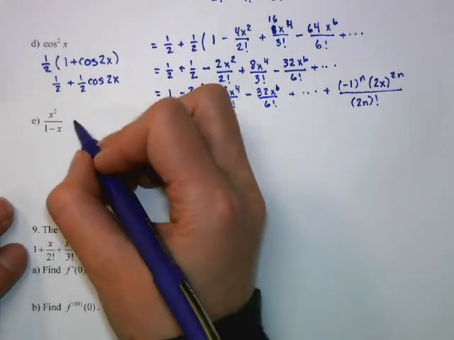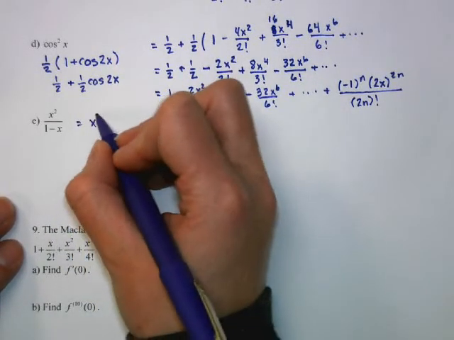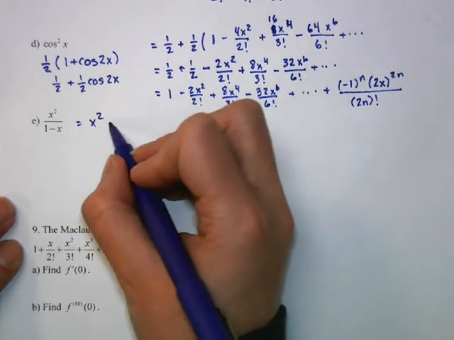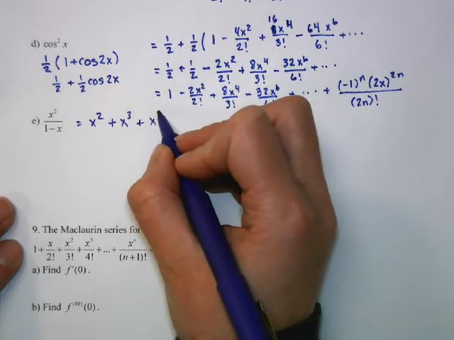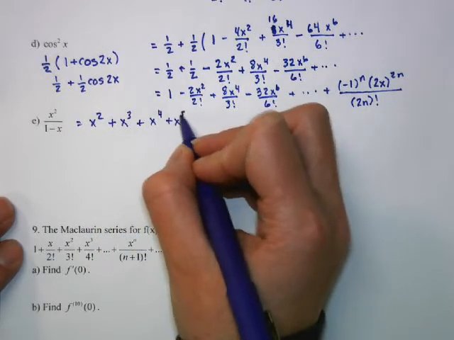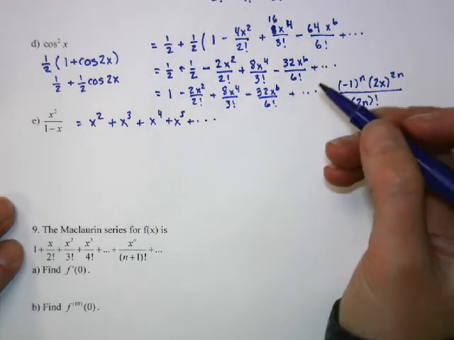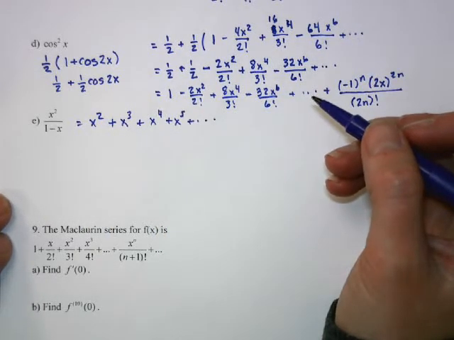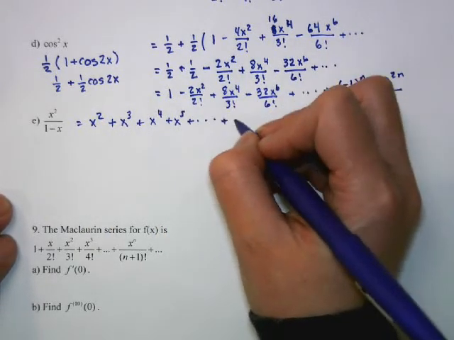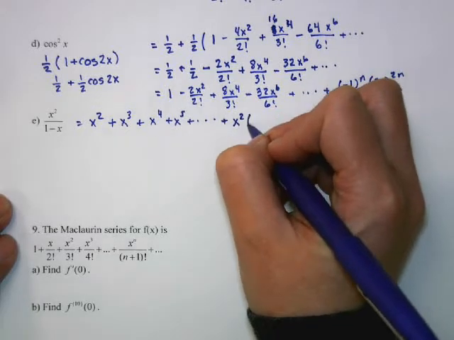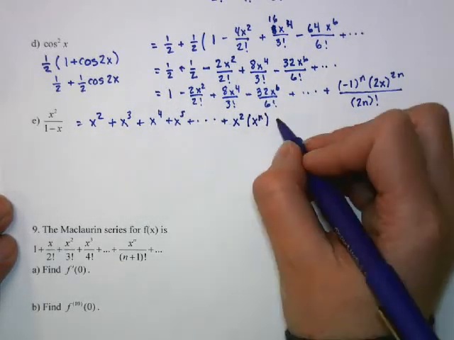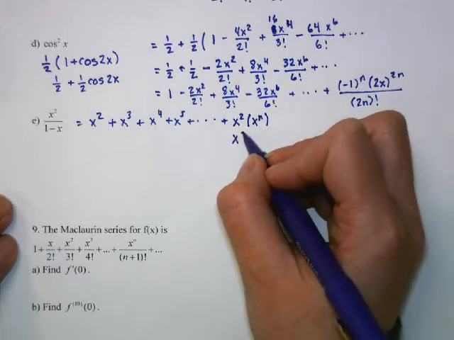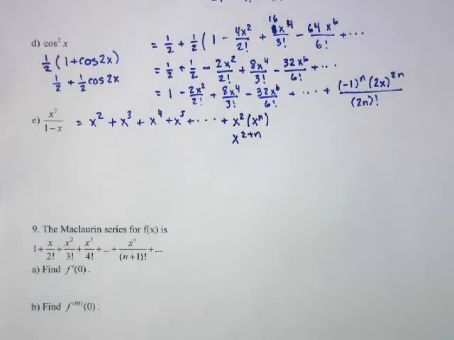Okay, here, a1 is x squared, and my common ratio is x. So x squared plus x cubed, x to the 4th, x to the 5th. Okay, so this is going to be x squared times x to the n, or we could do this as x to the 2 plus n if you wanted to.